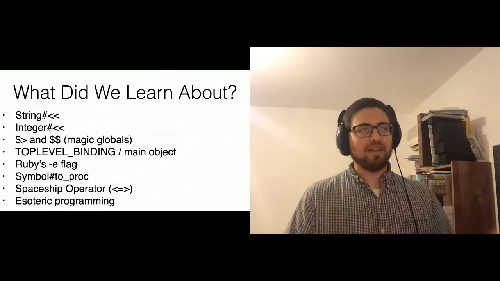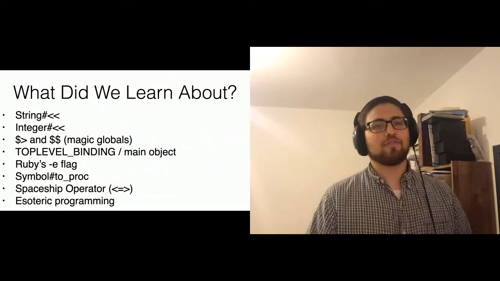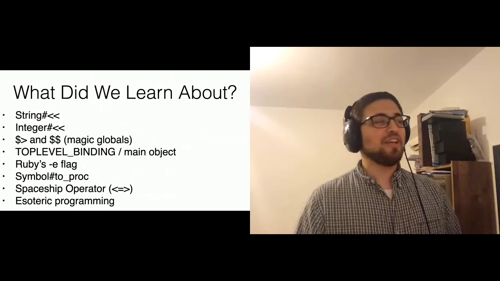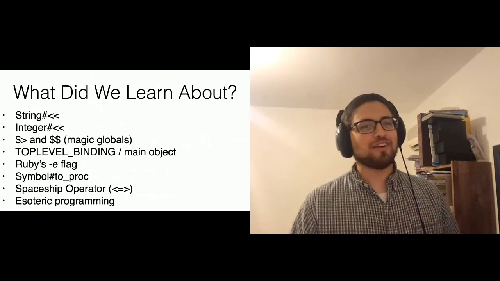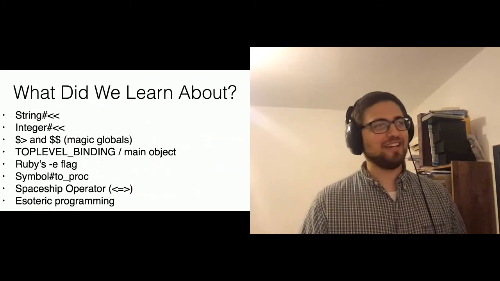We spoke about the main object, the top level binding in Ruby. We talked about the dash E flag for the Ruby command line utility. We explained how symbol to proc works. We described the spaceship operator, and we talked a lot about esoteric programming. So it's a long list.